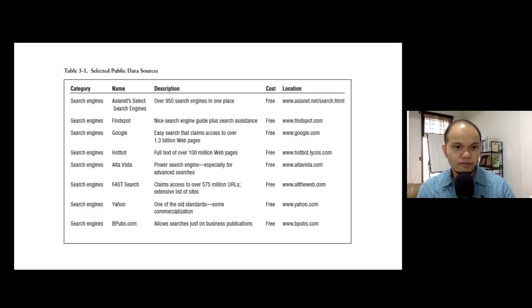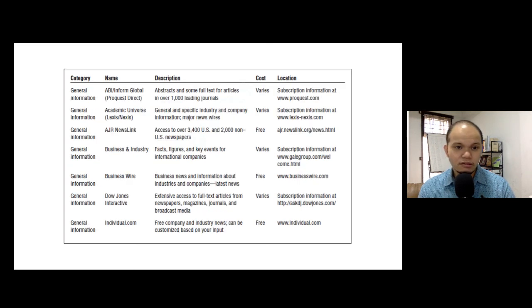So here are some of the selected public data sources. This might be a little bit dated, but you're not limited to just these, right? There are many possible sources, especially in the Philippine context.